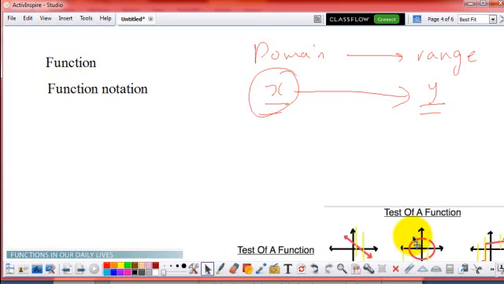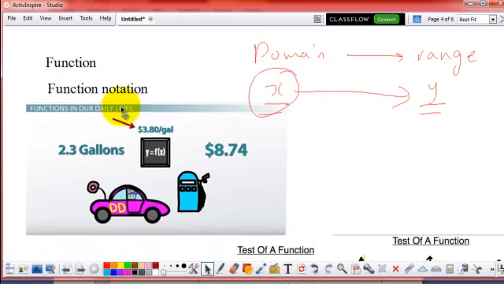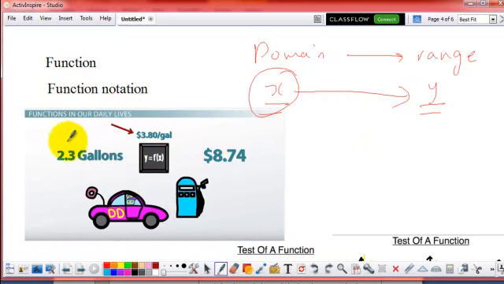A function notation is expressing the function and its independent variable, which is x, by a symbol in the form f of x, which represents the dependent variable, the variable which depends on the other one. So in this case, for example, the quantity of fuel represents x, which is the independent variable, and its price represents y, which is the dependent variable which depends on x. So the price depends on the quantity of fuel we're filling.